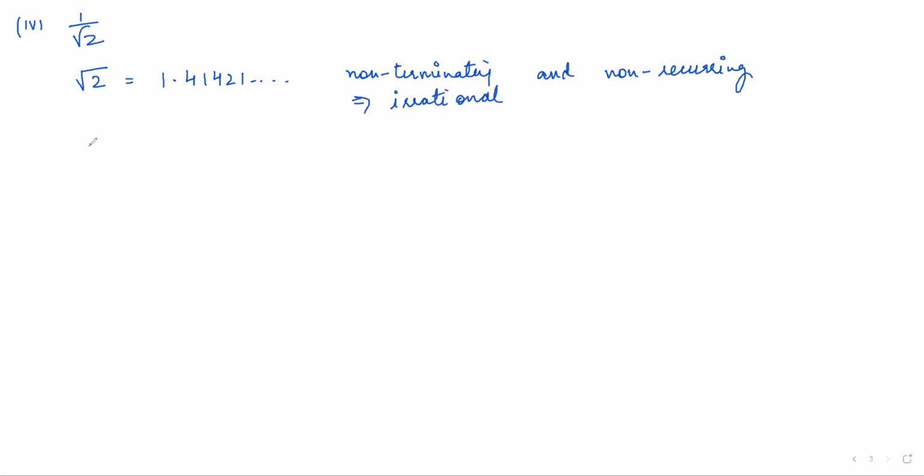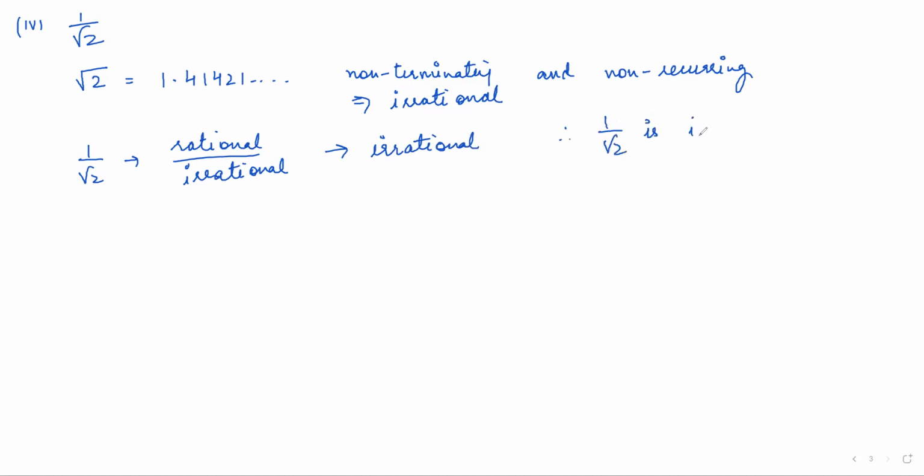Okay. So basically 1 upon under root 2. So now you have a rational number divided by an irrational number. So what kind of number should I get? Irrational. So this will actually give you an irrational number. So therefore, 1 upon under root 2 is irrational.